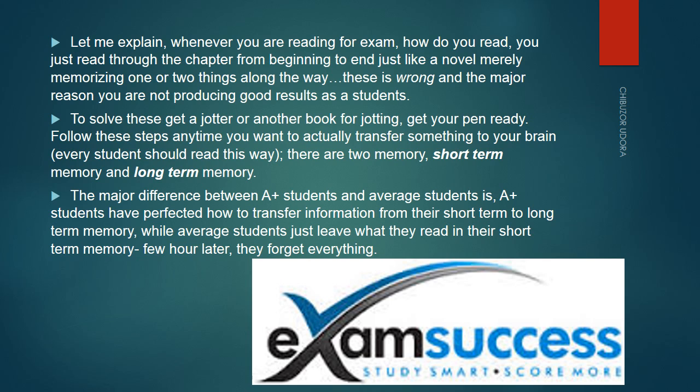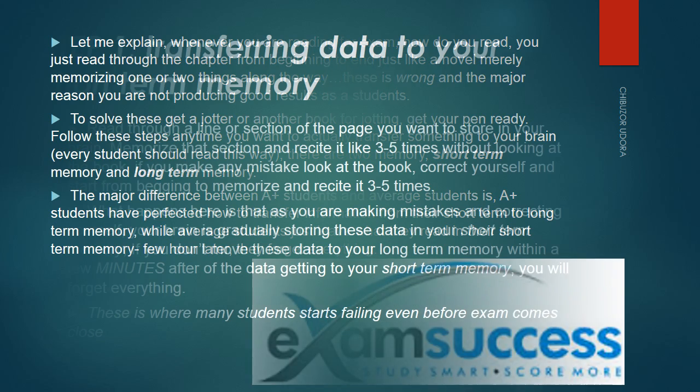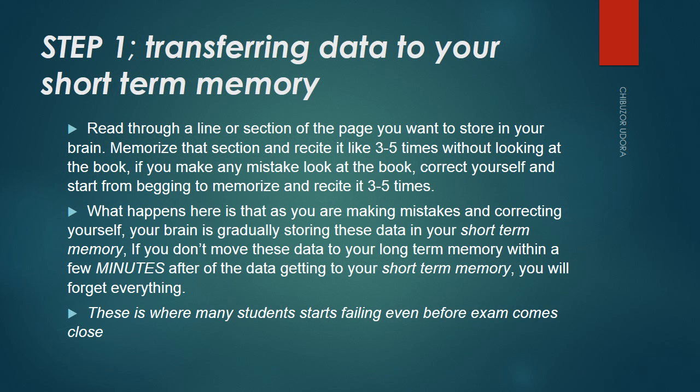There are 2 memories, short-term memory and long-term memory. Now, the major difference between A students and average students is that A students have perfected how to transfer information from their short-term to long-term memory, while average students just leave what they read in their short-term memory. A few hours later, they forget everything, and they begin to wonder what is happening to them, and sometimes they think they are not intelligent. Actually, they just don't read the right way for them.